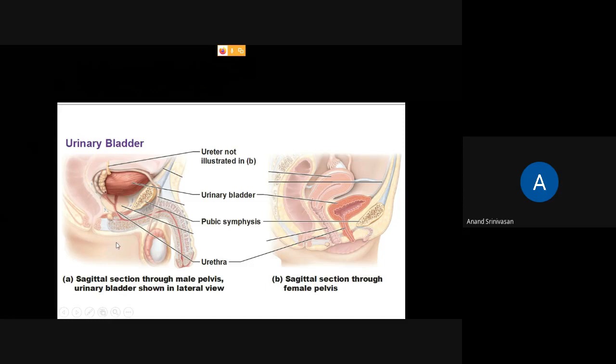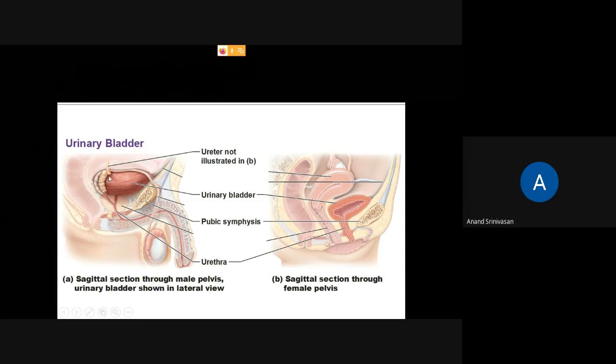Remember the spelling of urethra. This is different from ureter. Urethra is from the urinary bladder to the exterior. It's called urethra. Whereas the one from the kidney to the urinary bladder is called ureter.